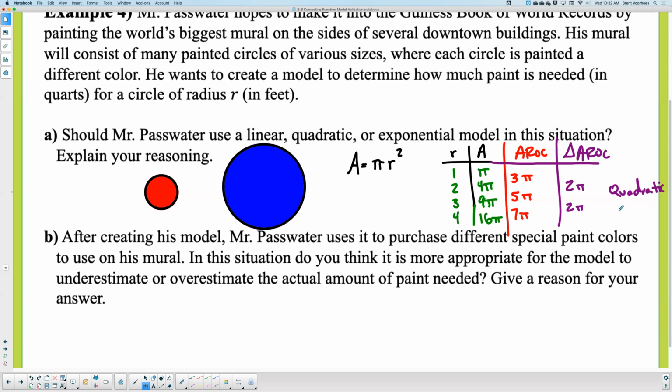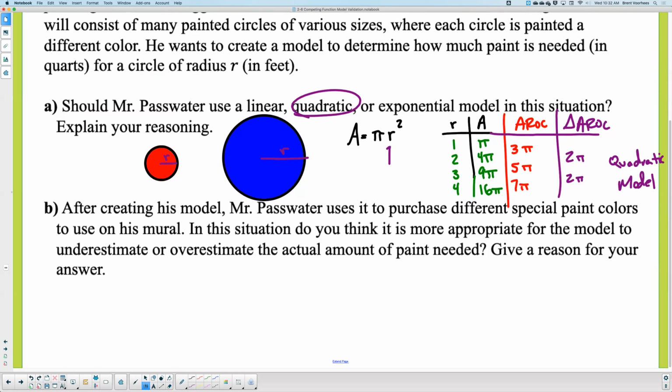This is a quadratic model. And the reason is because the variable in a circle, what's the thing that's actually changing? Is pi changing? What's changing? The radius. The radius is your variable. And since the radius is changing and the radius is squared, it'd be quadratic. It's a quadratic model. And that's why: the radius is being squared when you find area.